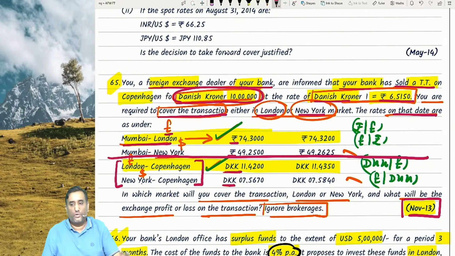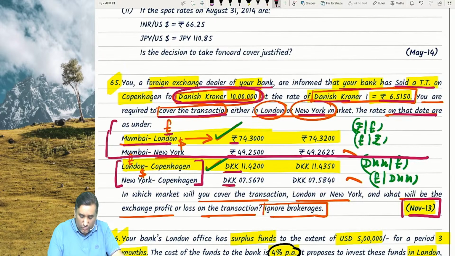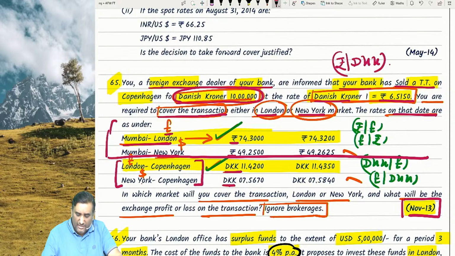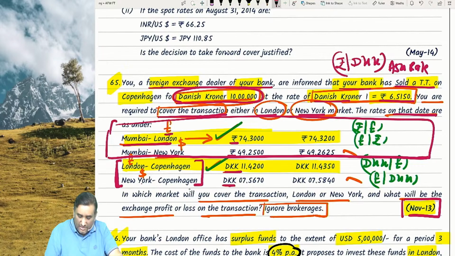What you did in the Hong Kong dollar was one market. In this, two types will come. First, applying the first two quotations: pound rupee, rupee pound, dollar rupee, rupee dollar. You need to find what you sold in the morning, DKK. By the end of the day you want to buy DKK, with which currency? Rupee. That means you need rupee by DKK ask rate. So one is to cover yourself in the London market. This is the London market, and the second market is basically covered this way. You'll cover this way.